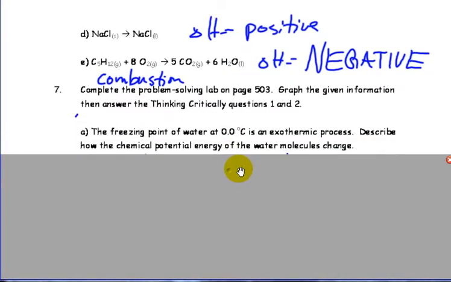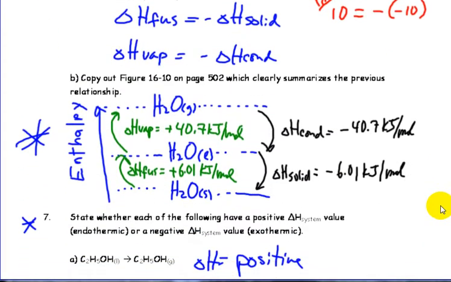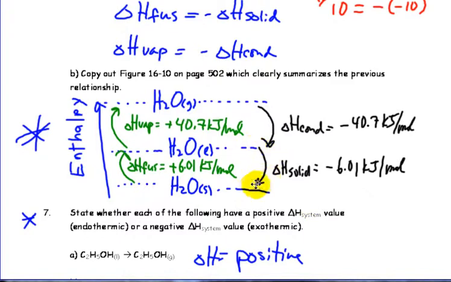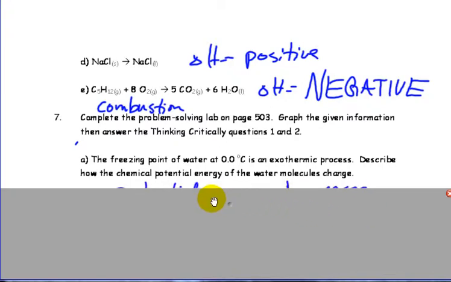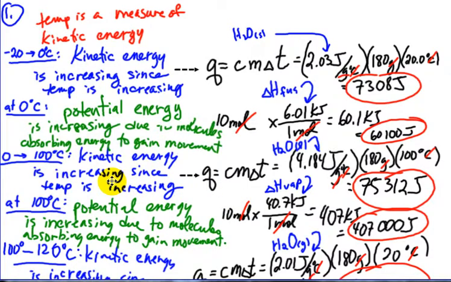So if we're looking at going backwards, the freezing point of water is 0, and it of course is exothermic. When going from liquid to solid, it's exothermic, as indicated in this diagram. Liquid to solid, we're releasing heat in that case. Describe how the potential energy is changing. So going the opposite way, back here, if we're going from solid to liquid, potential energy is increasing.